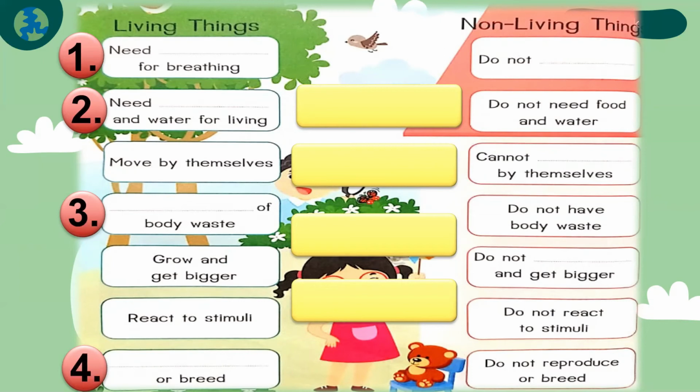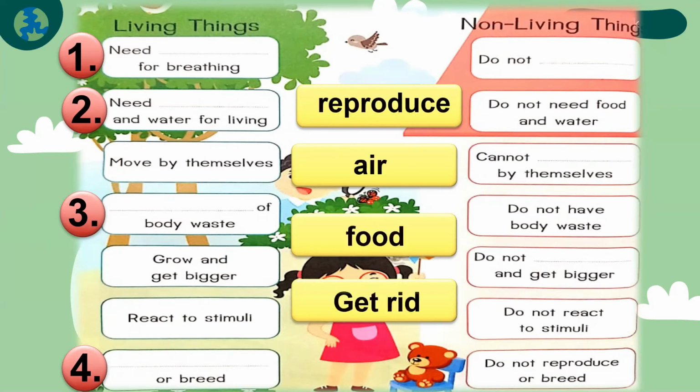Basing your answers on these choices, you have reproduce, air, food, and get rid. You're going to choose your answers from these 4 choices. Let's do this all together. For number 1, living things need blank for breathing. Is it reproduce, air, food, or get rid? What is your answer?